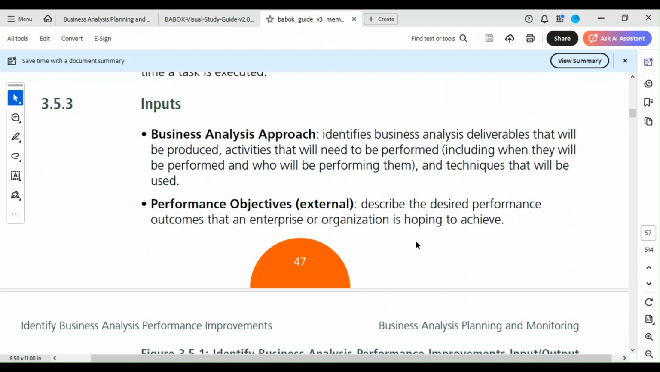You have to have in mind, what approach are you taking? What approach have we even agreed on here? What approach do we want to take? Is it waterfall, agile? Are there other approaches we want to explore?